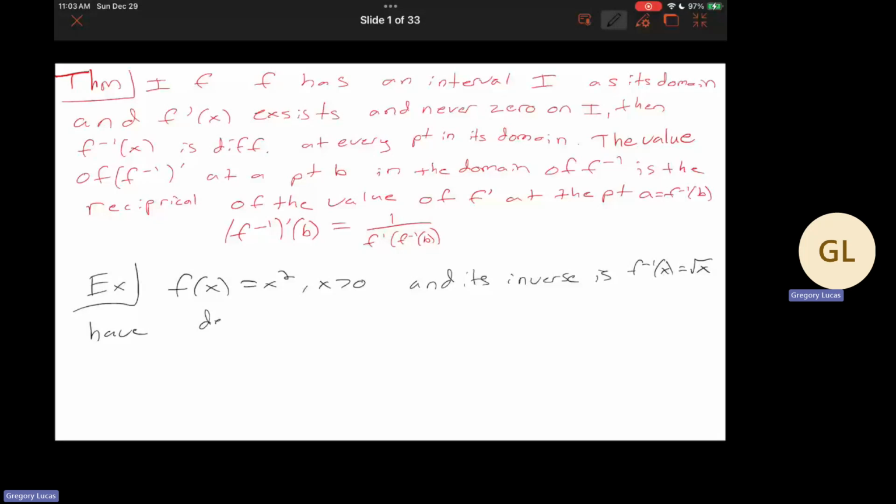Have derivatives. f prime of x equals 2x. And f inverse prime is 1/2 x to the negative 1/2. So we've seen that multiple times. And remember, we can write this as 1 over 2 root x. Okay, so now let's look at this theorem. So we know these derivatives pretty trivially, so we can just see that this theorem is true, and then we'll do an example without finding the derivative. Sorry, without finding the inverse.